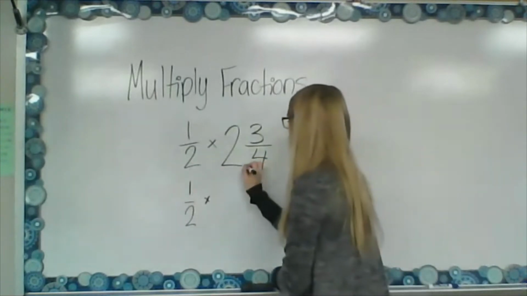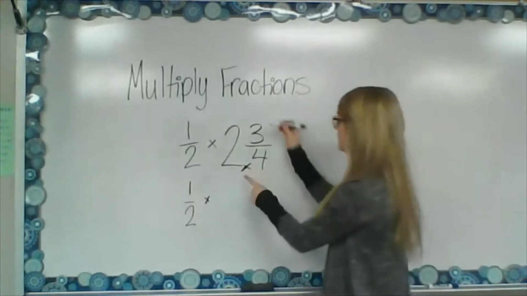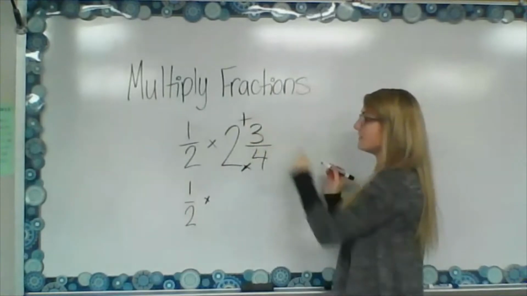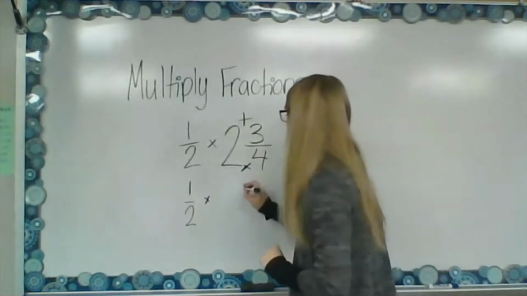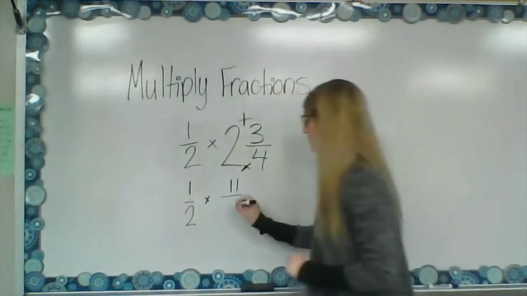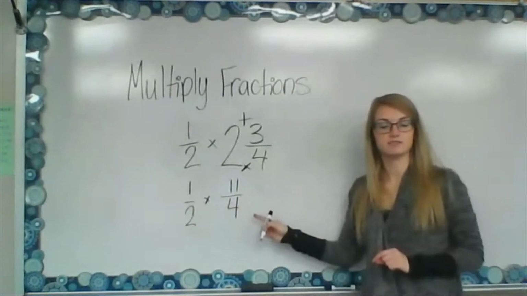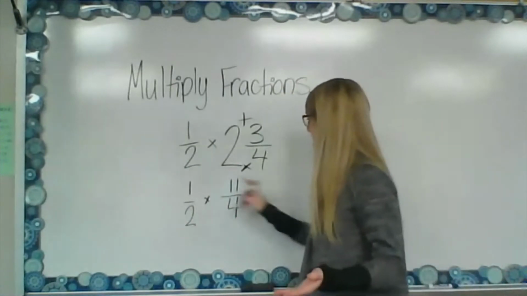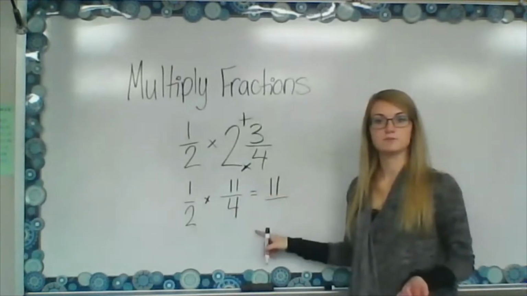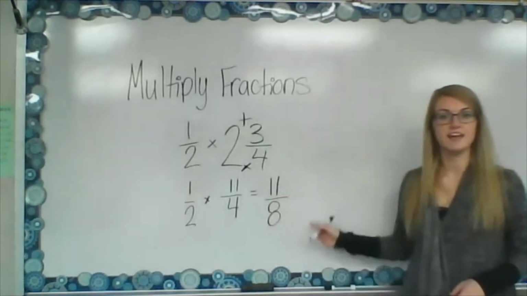Sorry, you can't really see that. Hold on. 4 times 2, which is 8. And then we add 3. So that's 8, 9, 10, 11. So my new numerator is 11. And I put that over the same denominator, which is 4. So now I have 1/2 times 11/4. Not bad. 1 times 11 is 11, and 2 times 4 is 8. So I have 11/8.